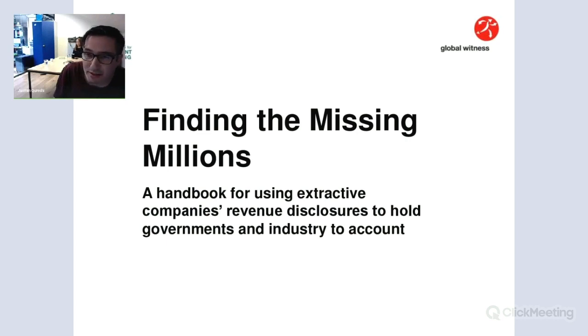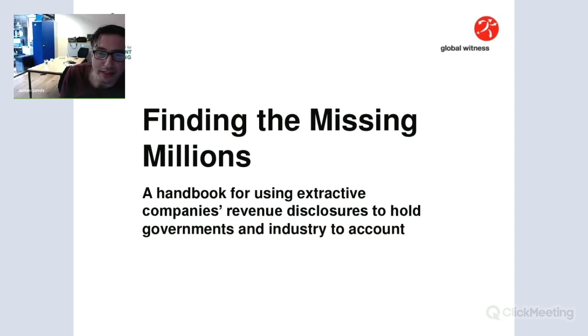We investigate corruption, human rights abuses, and environmental damage in the natural resource industries. And we also campaign for legislation to prevent these kinds of abuses. And one of the campaigns that I've worked on for many years is the Publish What You Pay campaign, which is a network of around 700 civil society organisations, most of them based in resource-rich countries, advocating for greater transparency in the natural resource industries.